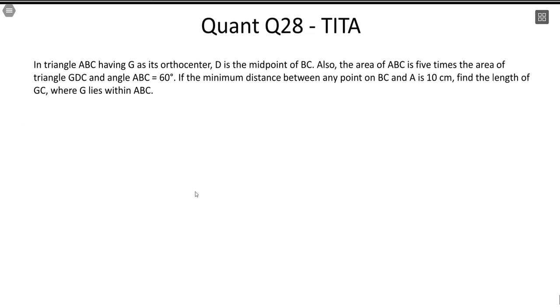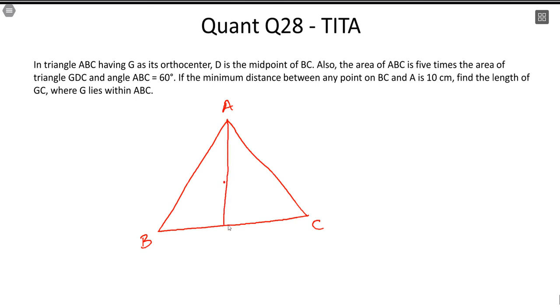Last question, I think. In triangle ABC having G as its orthocenter, D is the midpoint of BC. Okay, I have A here, I have B here, I have C here, I have G here, orthocenter. So the perpendiculars or the altitudes will go through this point G. D is the midpoint of BC, so I'm taking D somewhere here. D is here.